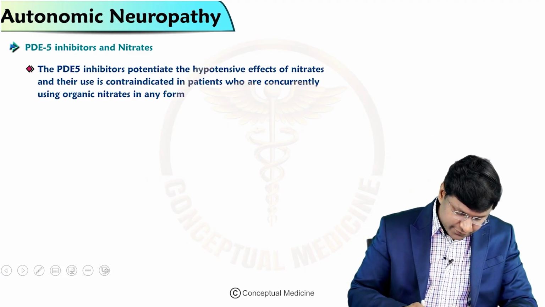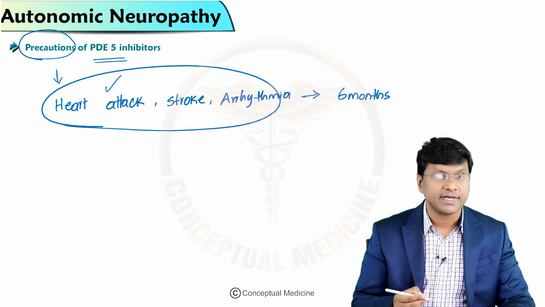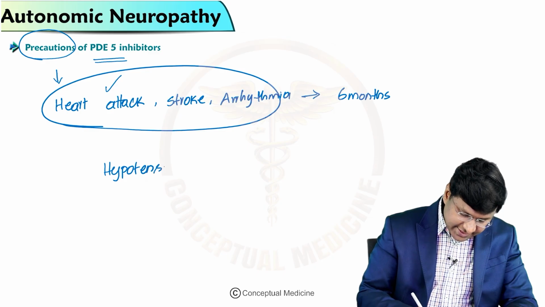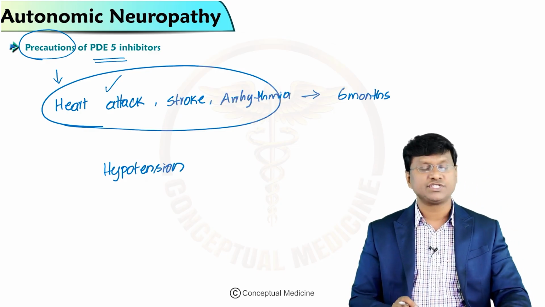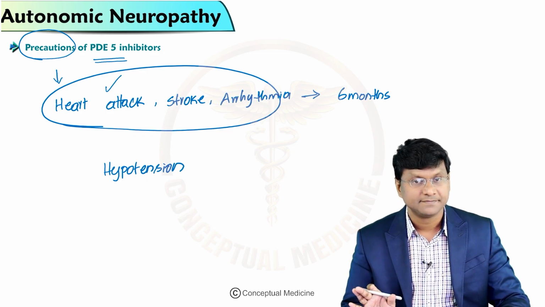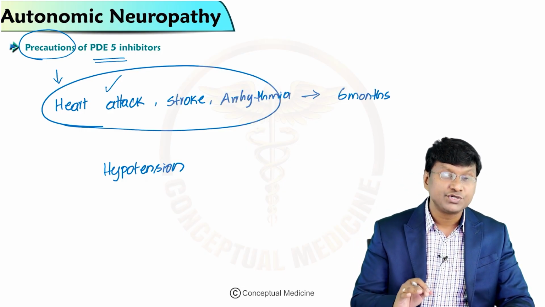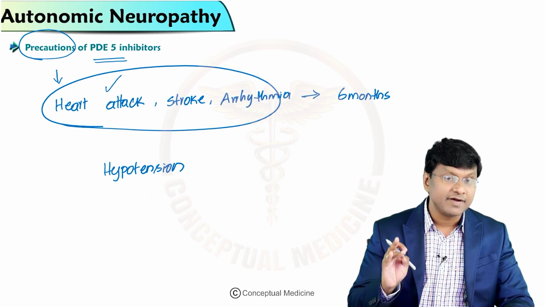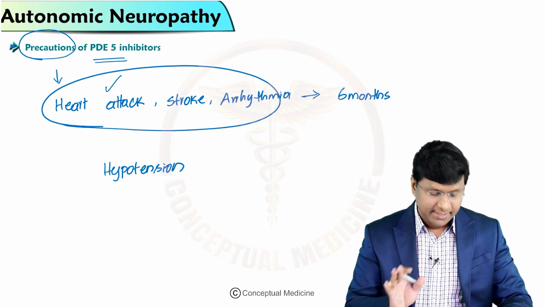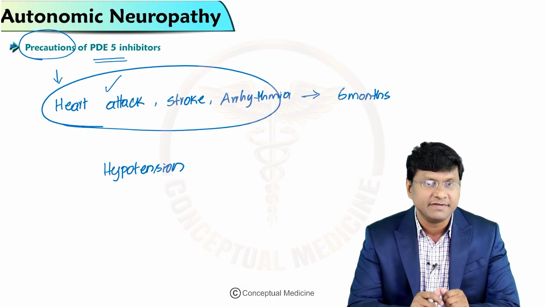Because when you give these phosphodiesterase inhibitors along with nitrates in patients with coronary artery disease, the individual may develop severe hypotension. So that is the reason why in patients with ischemic heart disease where you are giving nitrates, you should not give phosphodiesterase 5 inhibitors. Not only that, in men who have a history of heart failure or unstable angina, these inhibitors are usually avoided.